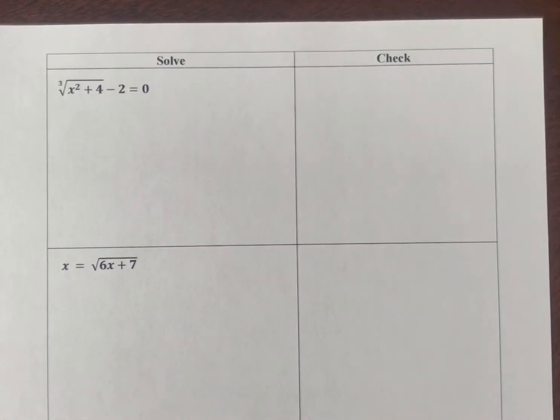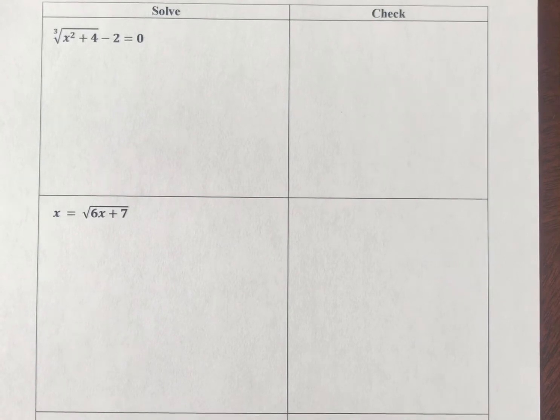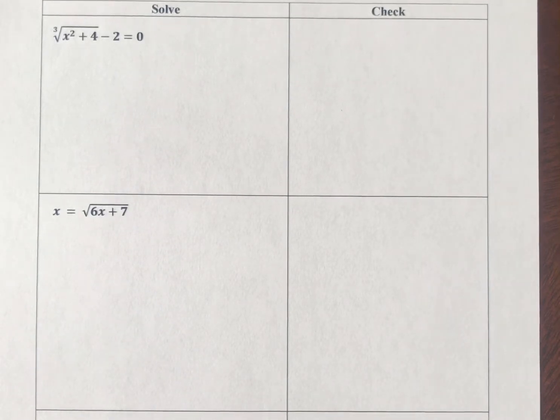All right, so we have 3 more examples. All right, so if I look at my next example, I have the cube root of x to the second plus 4 minus 2 equals 0.